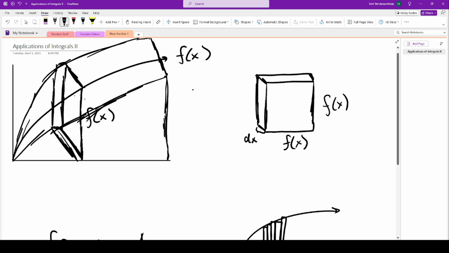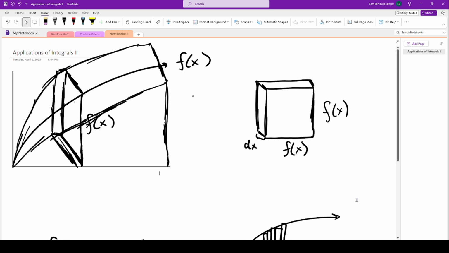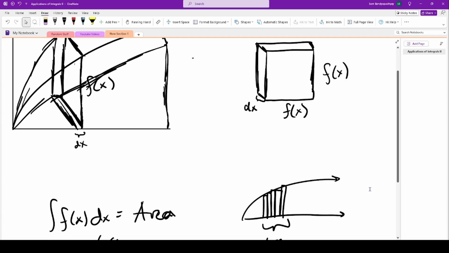And essentially, you can think of this as taking, instead of rectangles, now you're doing rectangular prisms, right? So if you look at one of these rectangular prisms, this is what it looks like. This is your width dx. You know this is f of x, and then the height is also f of x because it's a square, right? So if you wanted to find the total volume, all you would do is sum up your n number of rectangular prisms, and then your volume would be length times width times depth, right? So f of x squared times dx.